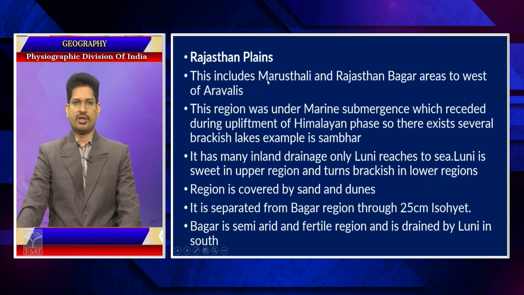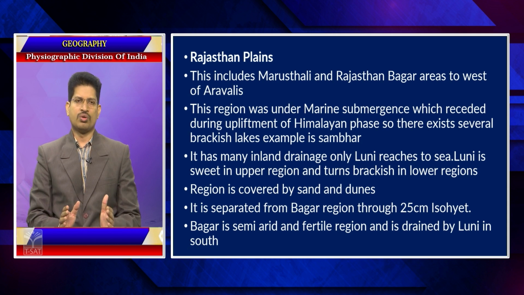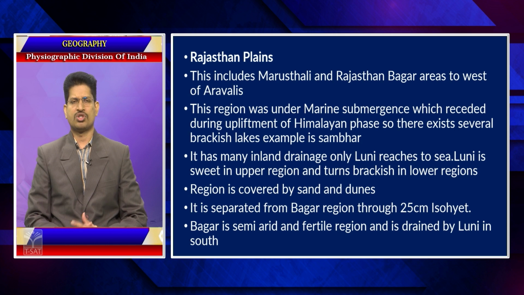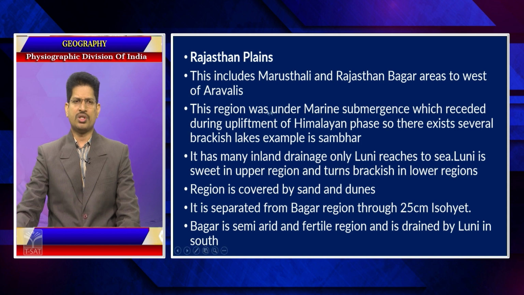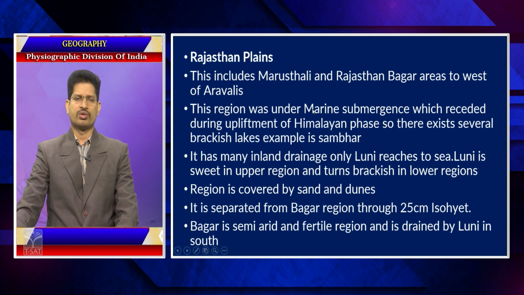The Rajasthan plains include the Marusthali and Rajasthan Bagar areas to the west of the Aravallis. It is known as Marusthali because there you experience continuously shifting sand dunes. That is the reason this place has been described as Marusthali. This originated because of the upliftment of the marine or ocean bottom. That is the reason you find certain salt lakes in this region.